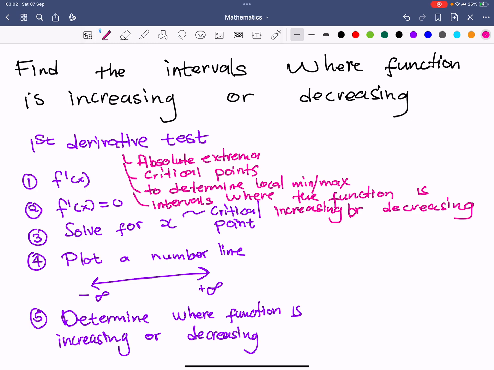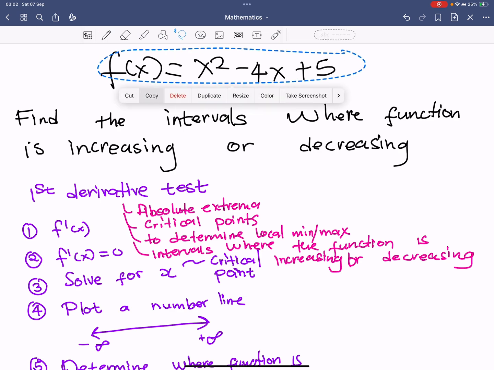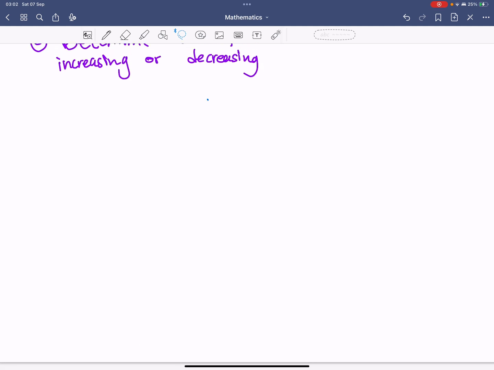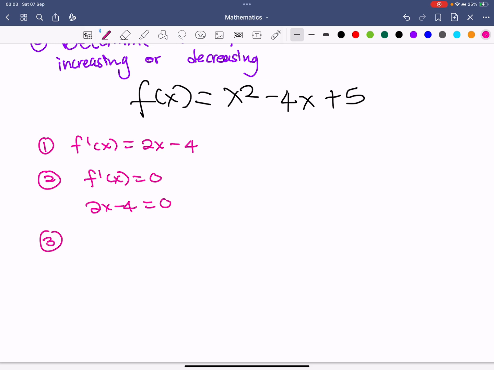I want to use it in this problem just to see how it's going to help us. We're given the function f of x equals x squared minus 4x plus 5. Let's quickly copy this problem and paste it here. Step number 1, we find f prime of x, which is 2x minus 4. Step number 2, f prime of x equals 0, so 2x minus 4 equals 0. Step number 3, solve for x: 2x equals 4, divide both sides by 2, x equals 2. This is our critical point.